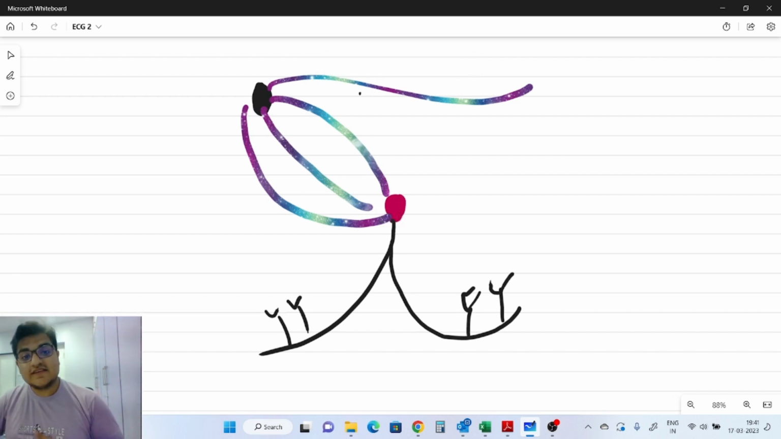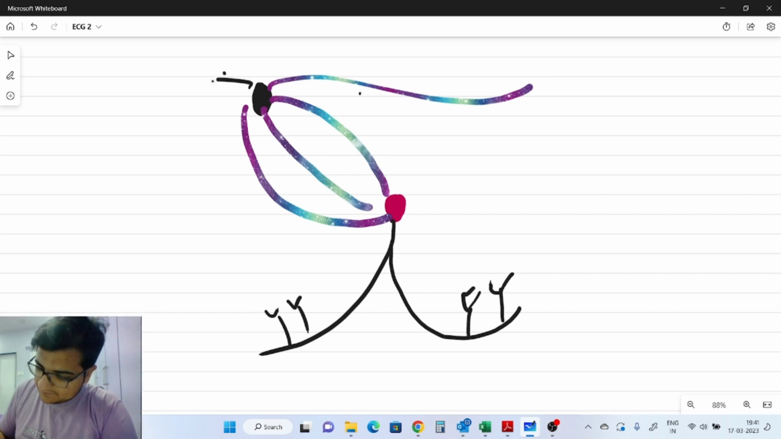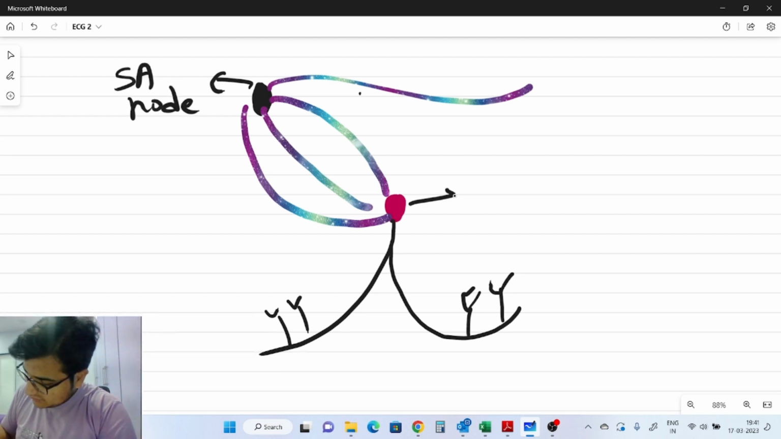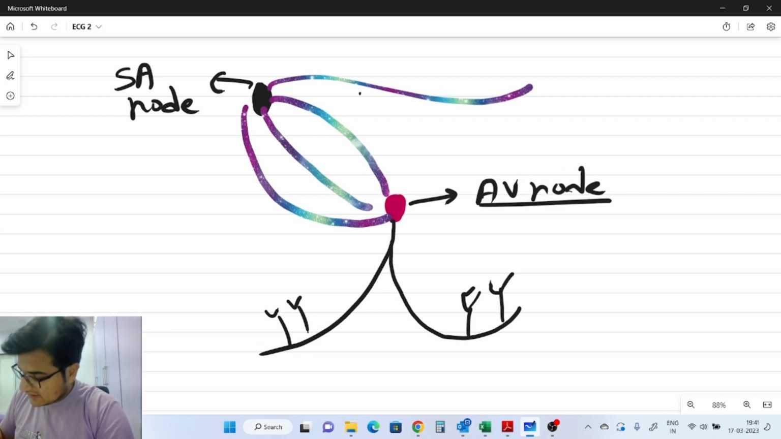Okay, guys. So this is the conducting system of the heart. I'm not drawing the atria and the ventricles because I'll be talking to you about those only right now. Today is more of an anatomical aspect. So this is the SA node. This is the AV node. I hope you have all heard about these terms. This small part is the bundle of His.